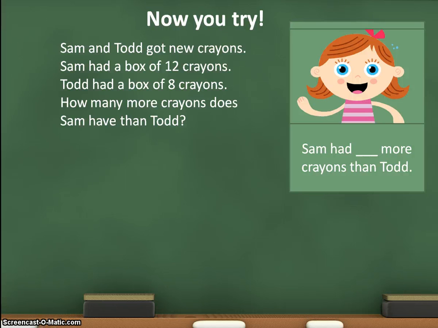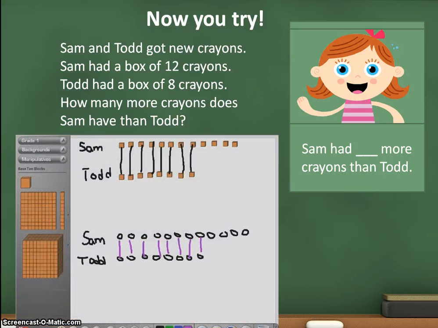Alrighty. Last, we have another comparing problem. Do you remember how to solve it? I'm sure you remembered the special model we learned. Now let's see if you remembered what kind of math sentence to use. Did you write 12 minus 8 equals 4? Of course you did. Great job. Now we plug it into our sentence, and we've answered the problem. Super!